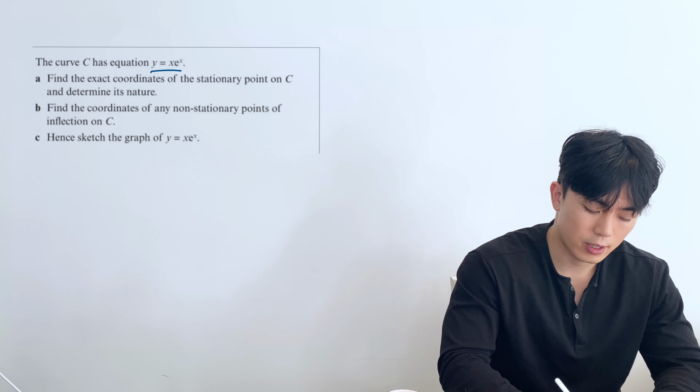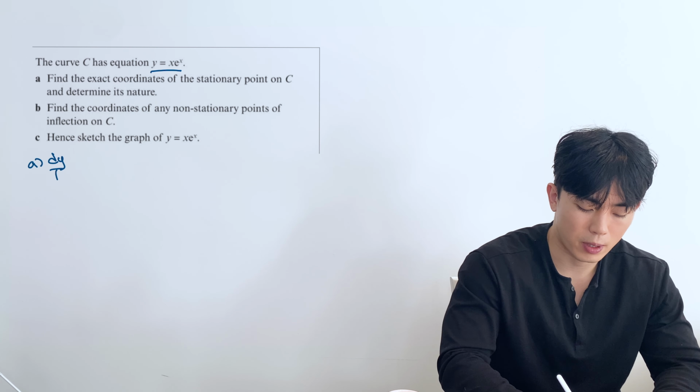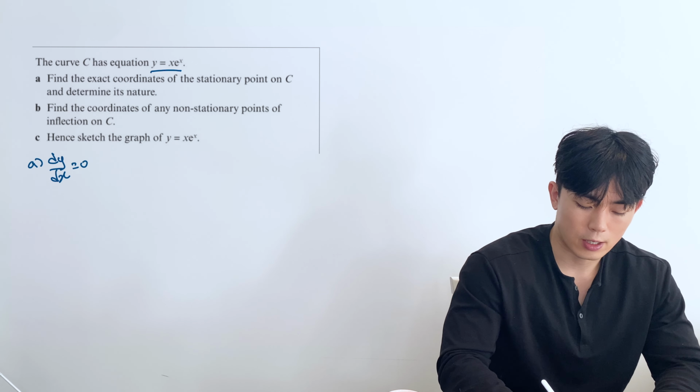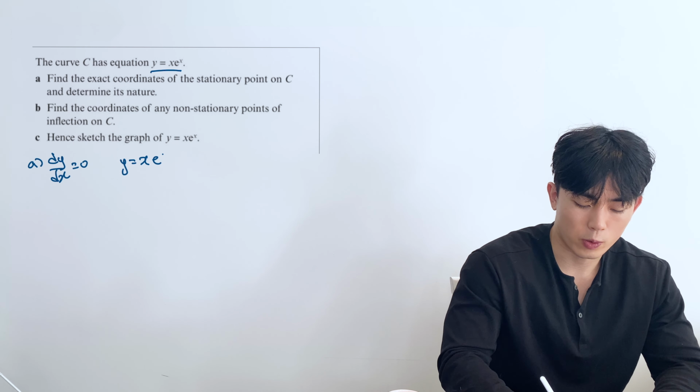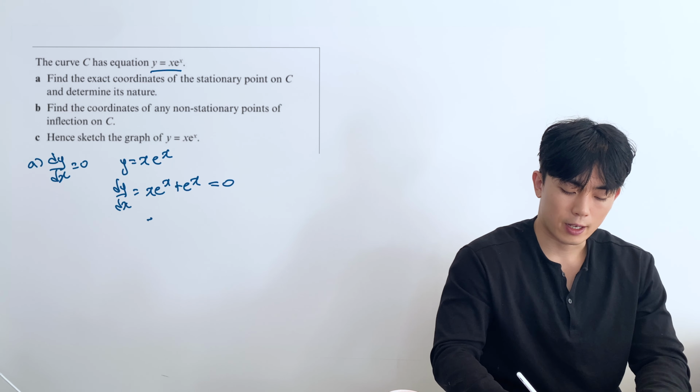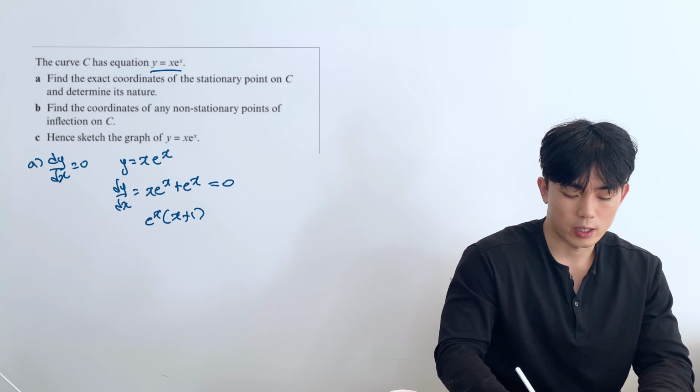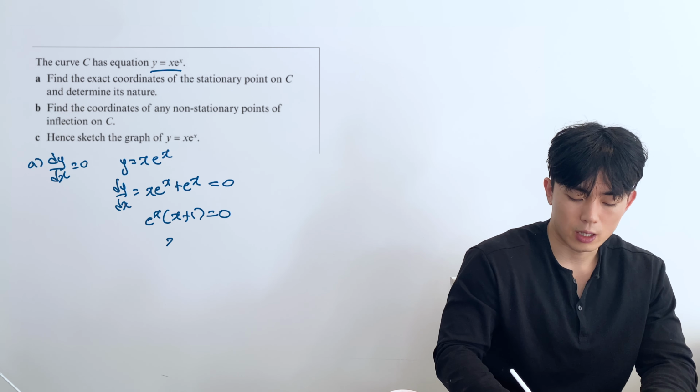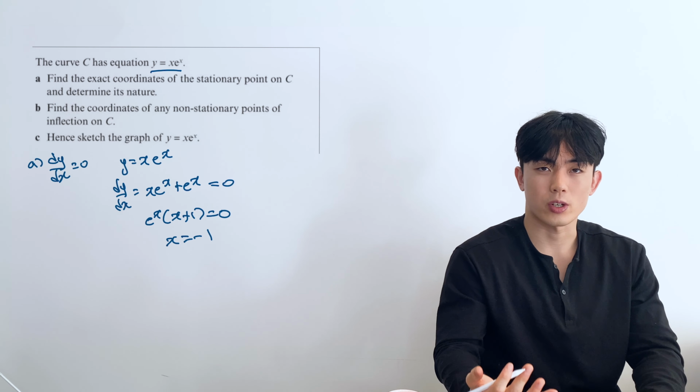So once again, stationary point means the first derivative dy by dx is equal to 0. So I just need to differentiate the curve, or the equation, y is x e to the x. Using the product rule, I get x e to the x plus e to the x, and we equate this equal to 0 to find the stationary point, right? I take the e to the x out, x plus 1 is 0, so x is going to be negative 1. This is going to be the stationary point.